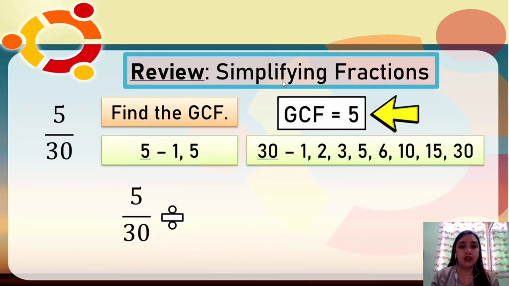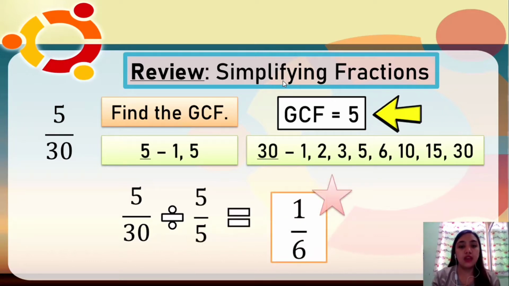Ano na yung gagawin natin after? Of course, yung nakuha natin GCF, we are going to divide both numerator and denominator. So, 5 divided by 5, you will get 1. And 30 divided by 5, you will get 6. Therefore, the simplified fraction of 5 over 30 is 1 over 6.